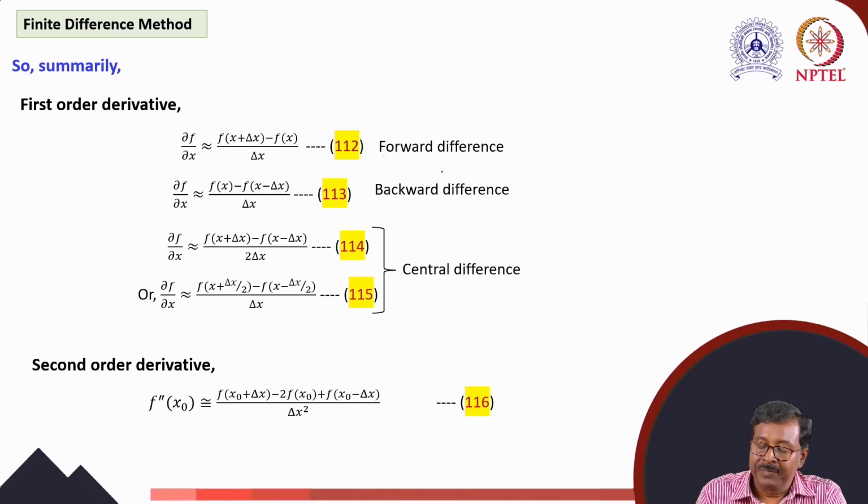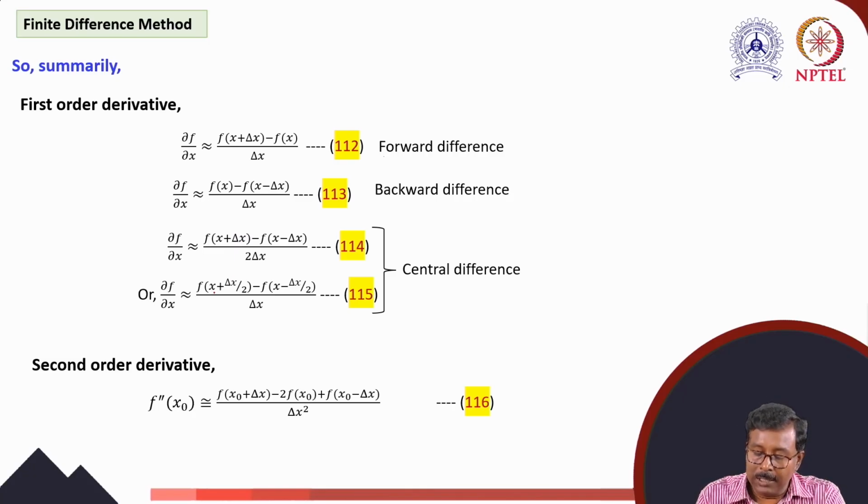Backward means you have to subtract, take the left side data, that is f of x minus f of x minus delta x, by delta x. That will be the backward difference. Both are first order derivatives. And for the central difference, you go to the right side, x plus delta x, and the left side, x minus delta x: f of x plus delta x minus f of x minus delta x, by twice delta x, is the central difference. Or if you like to write delta x by 2, that is also valid.